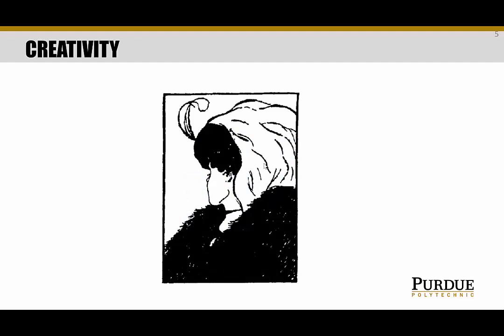Another puzzle. What image do you see presented here? This is a very classic creativity puzzle that's presented to people studying creative methods, and I just want you to look at this, and what do you see? Just remember in your mind, what does this image look like to you?